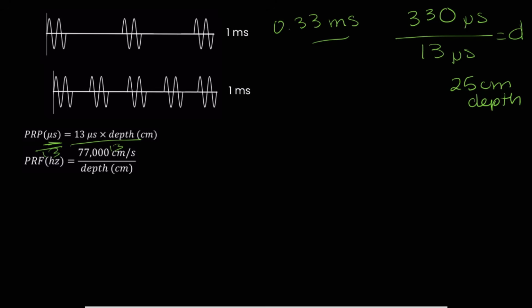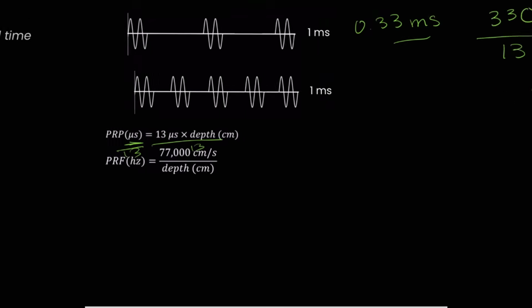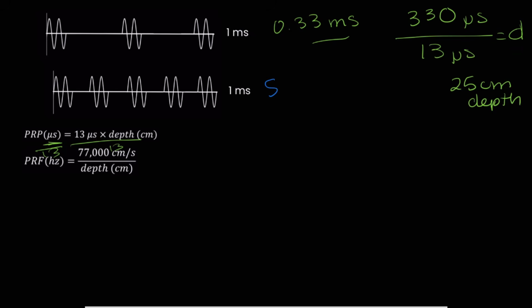Let's go ahead and calculate the depth of the second one using the PRF formula. So in the last one, we calculated PRF to be 5 kilohertz. Well, 5 kilohertz does not match up with what we need for hertz. So again, we need to convert into the proper unit. 5 kilohertz is the same as 5,000 hertz. And to solve for depth, we are going to need to manipulate the formula again to isolate it on one side of the equal sign by itself.